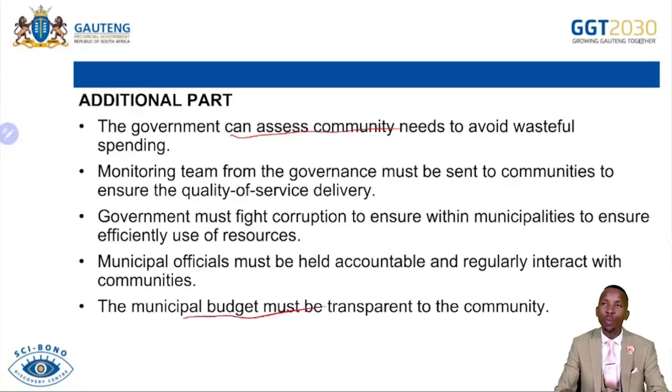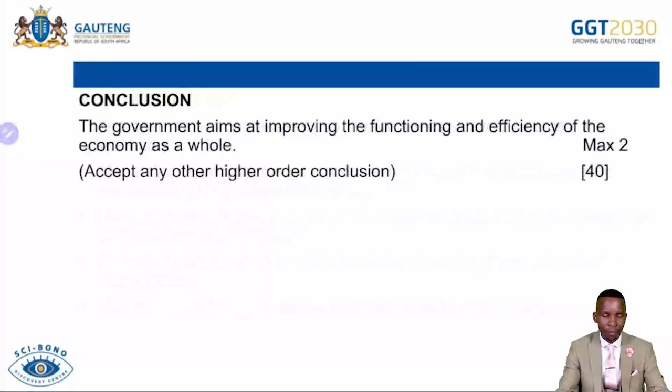So it must be given to people transparently so that they will know and can expect something out of it. But if it's not communicated to them, if there's no transparency, it is difficult for them to have better expectations because they are not aware of the funds that were allocated for them as a region. And then the conclusion part. The government aims at improving the functioning and efficiency of the economy as a whole.